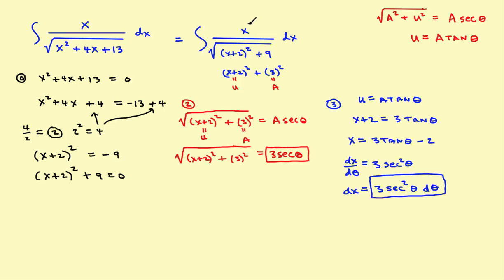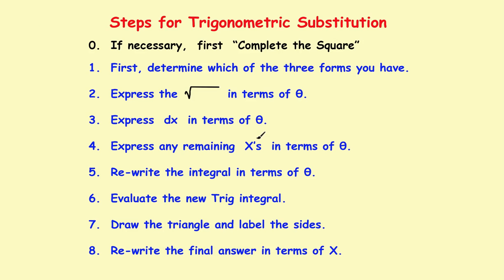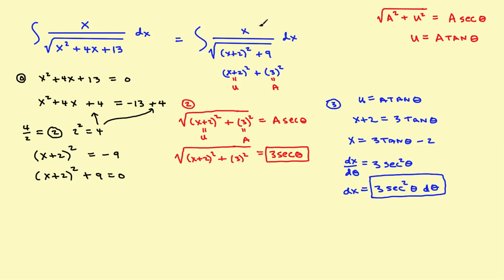The only thing you haven't taken care of is this x on the top. So the next step says, express any remaining x's in terms of theta. Well, in our problem, we've got one remaining x up here, so to express that in terms of theta, you can actually go to this statement right here. So this will be step number 4. And in step number 4, x is equal to, and in this case, you're lucky you've got it worked out right here, it would be 3 times the tangent of theta minus 2. So there is the remaining x.